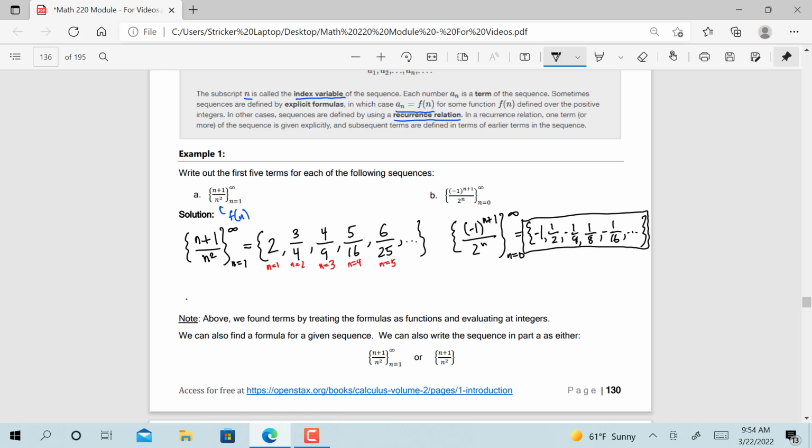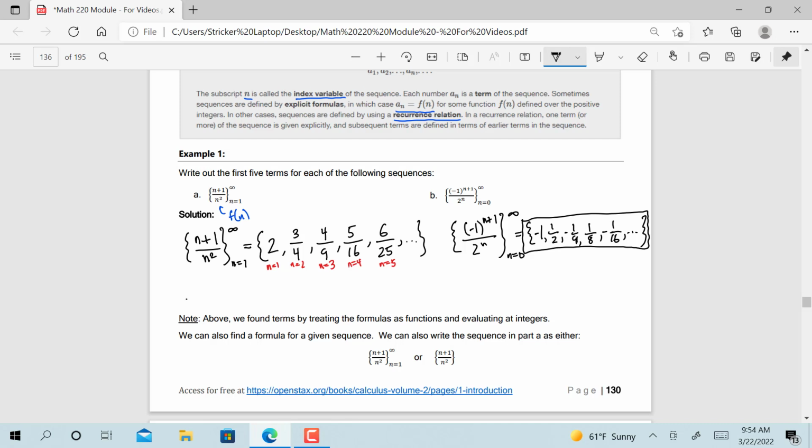Okay, welcome back. You should have got the answer that you see here on the screen. A couple things to note about this one. Notice that this one did not start at n equals 1. Typically, the first term is what we're going to have when n equals 1, but in this case, the first term was n equals 0.